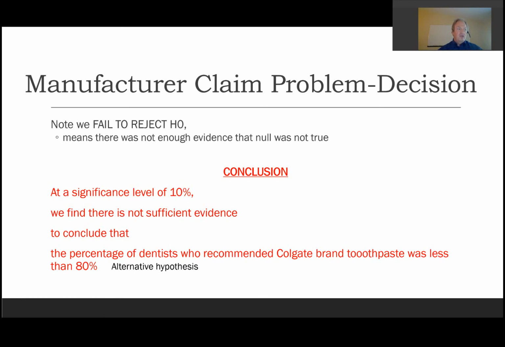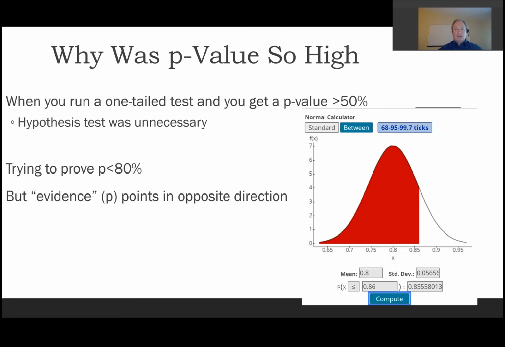Now, an interesting question is, why was our p-value so high? Okay. When you run a one-tailed test, you're testing to see if it's greater than or less than the parameter value, and you get a p-value greater than 50%, you better check. What happened here? Well, we ran a stupid hypothesis test. We didn't have to run the hypothesis test. We're trying to prove the percentage is less than 80%. And what was our evidence? Our evidence was the opposite. We got a sample percentage greater than 80%.